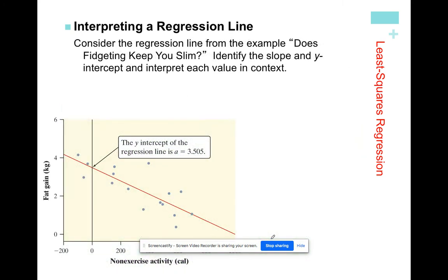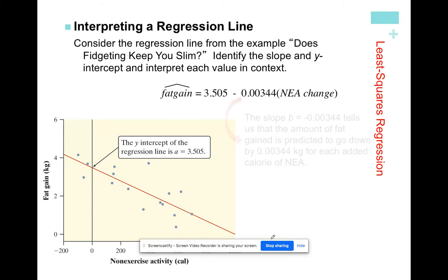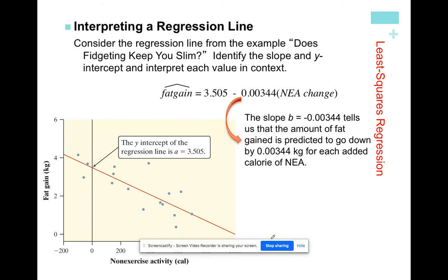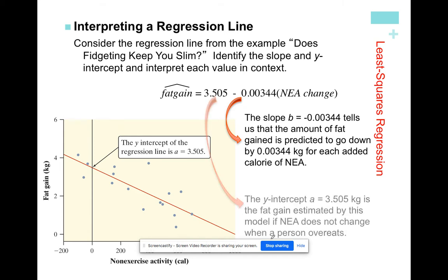So here is an example, and sometimes you see things similar to this for AP test questions, where you have an equation and then you're asked to interpret the slope and y-intercept. Here it's still that fat gain and non-exercise activity example, and they give you the y-intercept of 3.505. Essentially that's your start value. If there are 0 non-exercise activity calories, then we would predict a fat gain of 3.505 kilograms after the 8-week period.